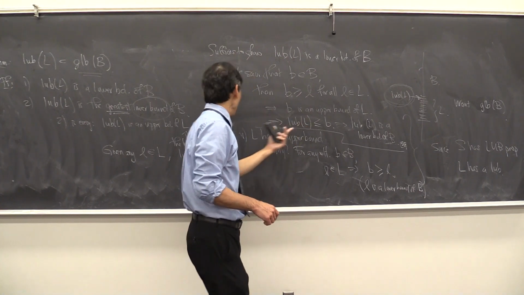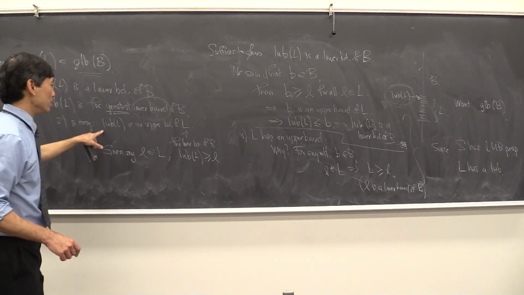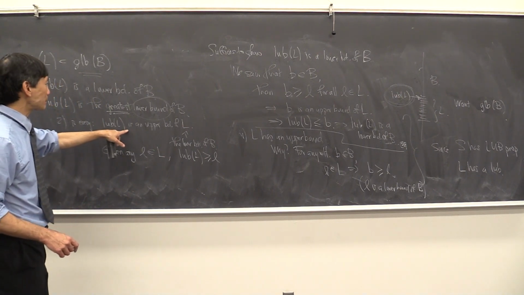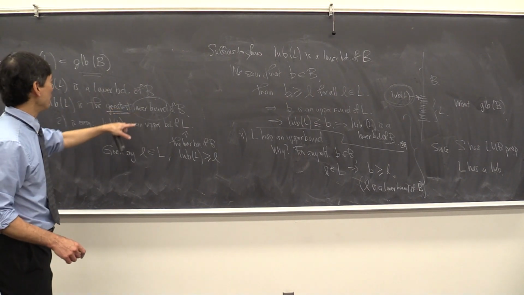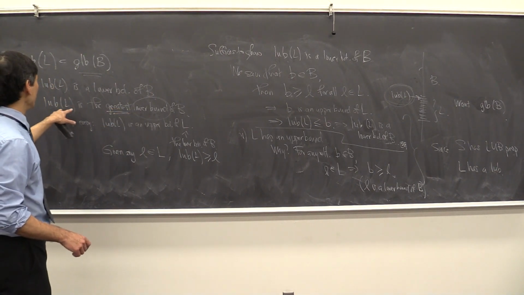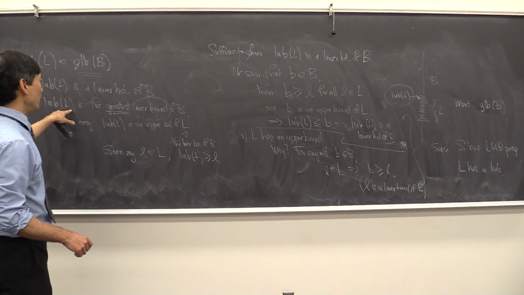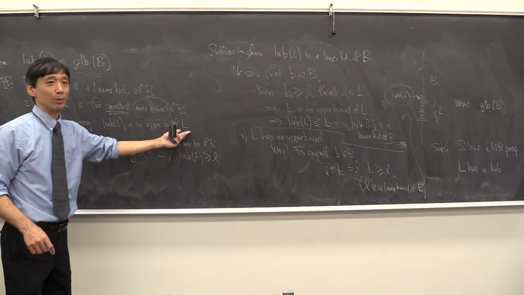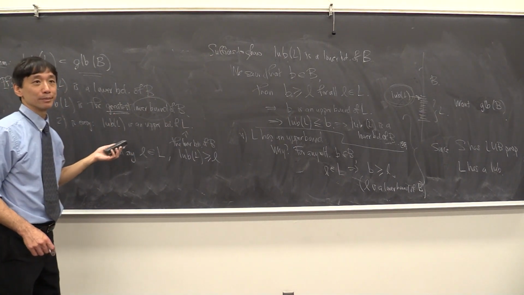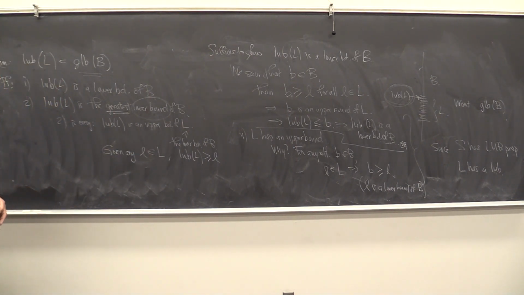Okay, and then we made the sort of obvious observation that it's going to be the greatest of the lower bounds because it's an upper bound of the lower bounds. Okay, so as long as you keep your sanity, it's easy.